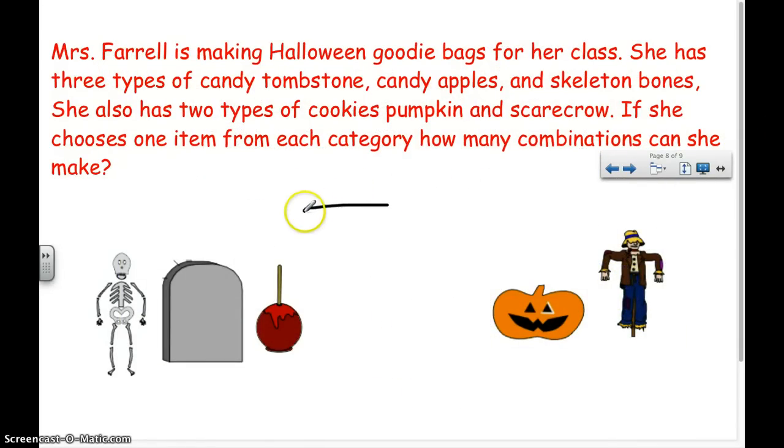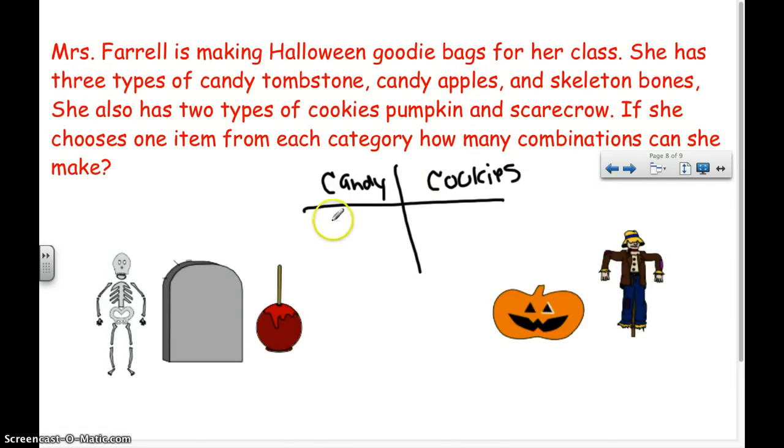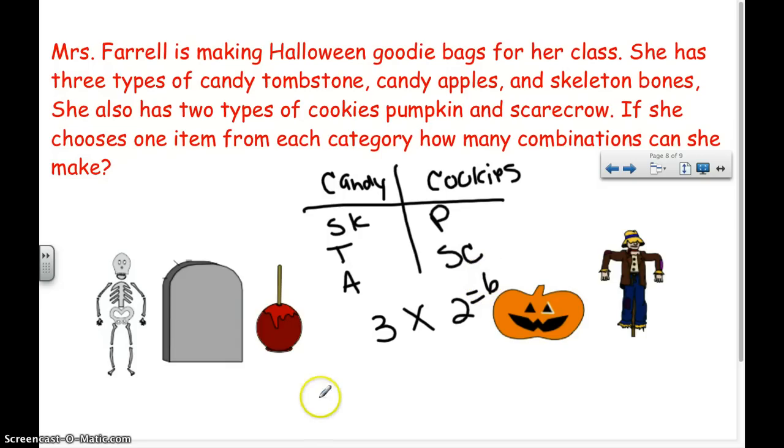I can make my categories again. So I know that I have candy. And I have cookies again. This time I have the skeleton, the tombstone, and the apple. Or candy, sorry. And then I have a pumpkin and a scarecrow. I know that there are 3 in this category and 2 in this category. If I multiply them together, that gives me 6. Done. That's how fast you can find combinations.